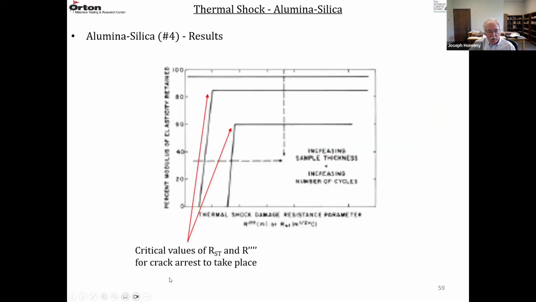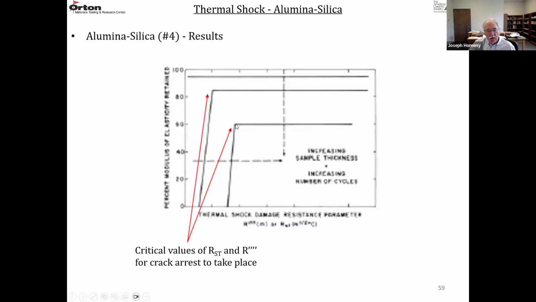So they came up with this type of conclusion. This is modulus retained versus thermal shock damage parameter, whether it's R4 prime or RST. For some reason, some of these graphs didn't show up the best, but I'll get you the papers where you can read these. That'll be more clear. But they showed a trend here where there's a knee in the curve. So they're saying there's a critical value of RST and R4 prime for crack arrest to take place.